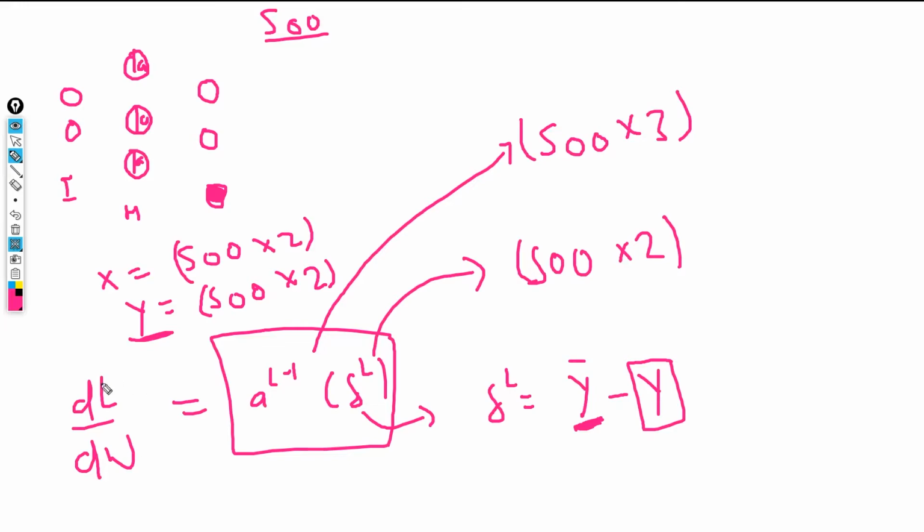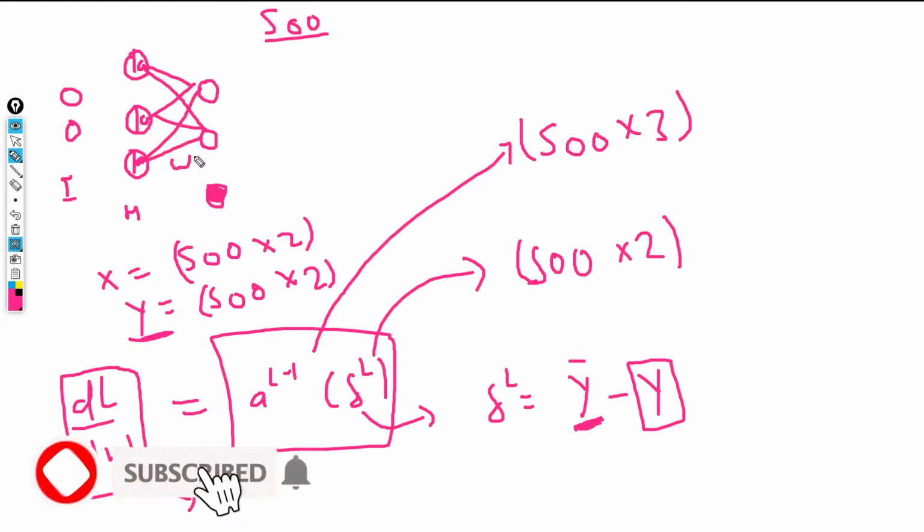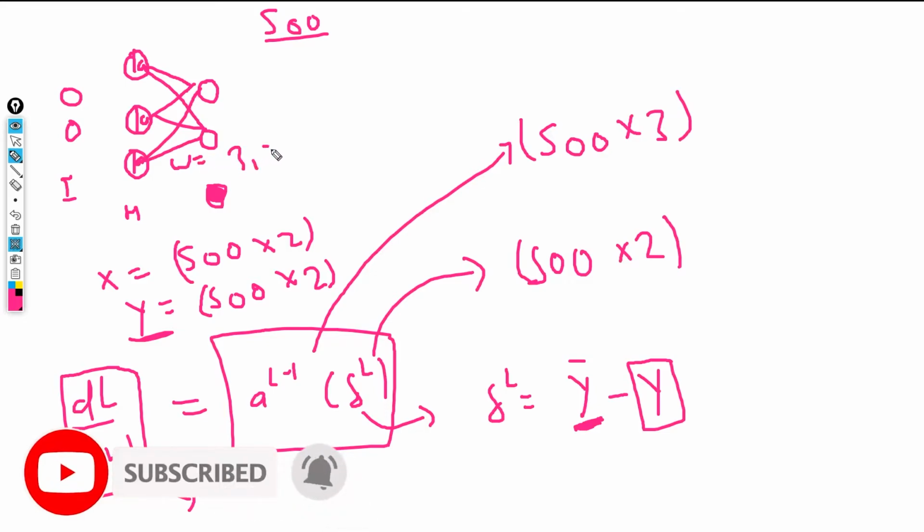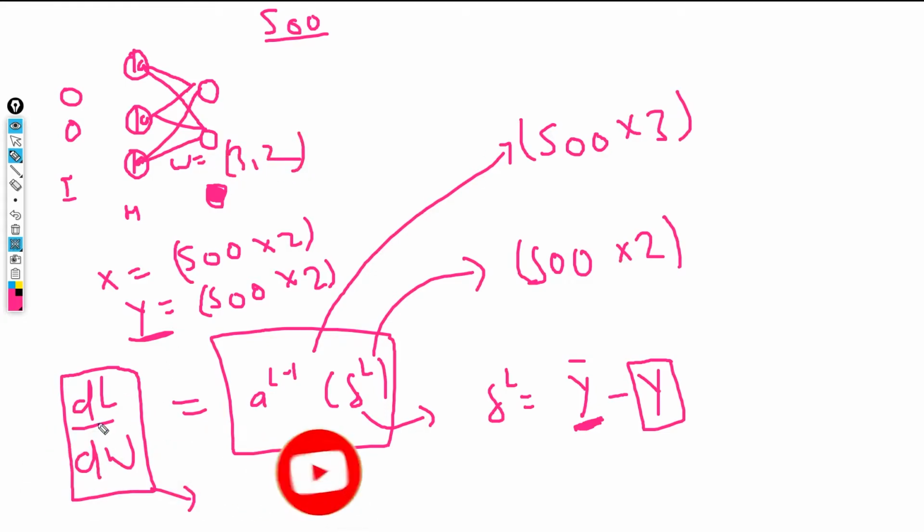So now what should be the shape of this? As I said earlier, the shape of this should be the same as W, and its shape is 3 times 2. Now we are finding the derivative with respect to W. So to update this W, we need the shape of this to be 3 by 2. So its shape should also be 3 times 2.